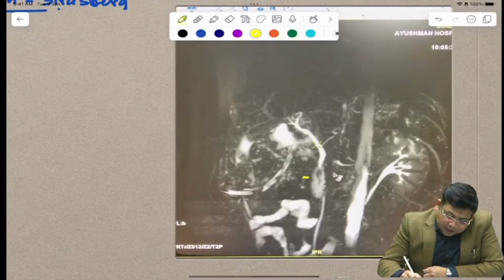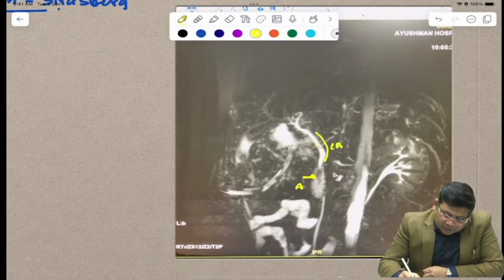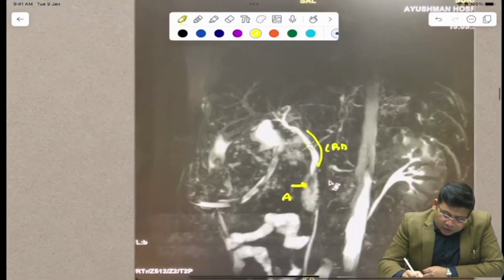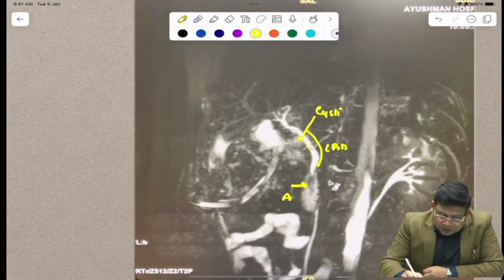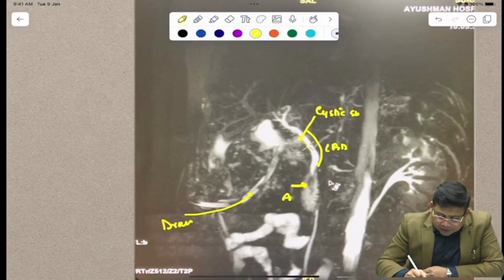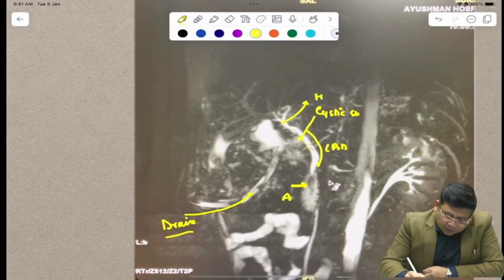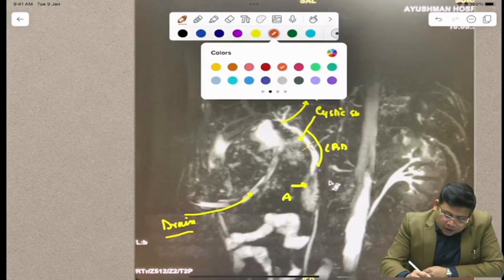If you see, this is the ampulla, the duodenal ampulla that we have. This is the CBD that you have. Can you see, this is the cystic stump. There is a drain here. What else? This is the hilum of the patient. What else can you see here? Try to understand this. Just a minute.